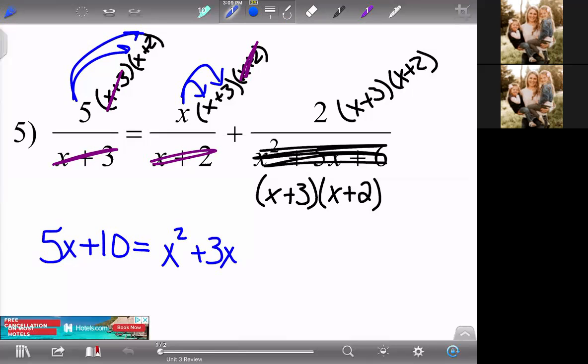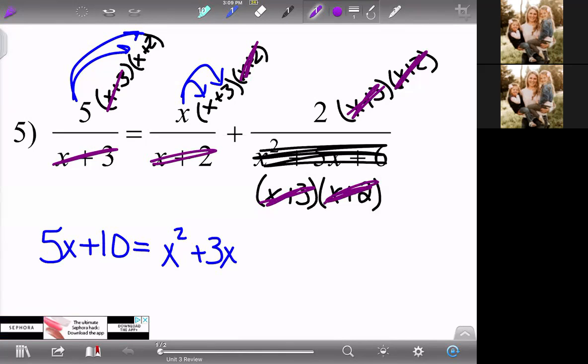Moving to the last term on the right-hand side, I see I can cancel the x plus 3 with the x plus 3 on the top, the x plus 2 on the top with the x plus 2 in the denominator at the bottom there. So I can cancel out both of the terms in the least common denominator, and I'm just left with 2. It is a positive 2, so I'm going to write plus 2.